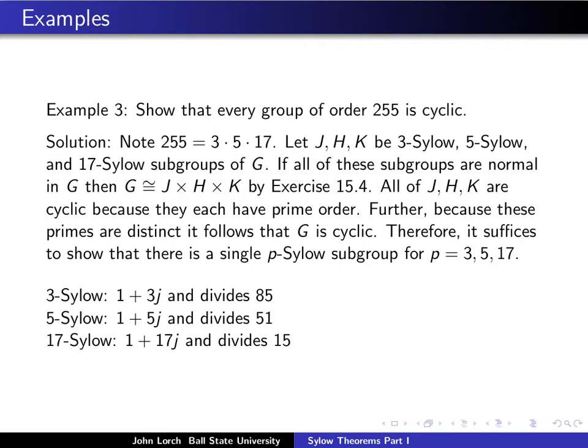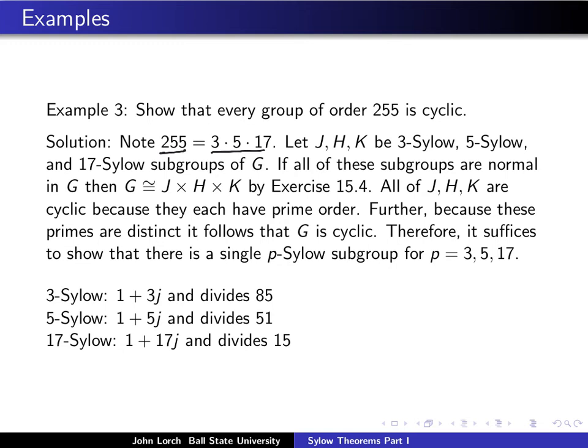In our last example, we return to a problem that's similar to the one we did in example 1. So we're going to show that every group of order 255 must be cyclic. So how are we going to do that? Well, of course, we're going to use the Sylow theorems. And the first thing we want to do is to break 255 into a product of primes. So 255 is 3 times 5 times 17.